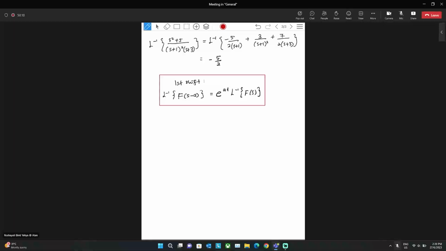So 5/2 exponential, your a is 1 or minus 1. So this part, a equal to negative 1. And then plus 3.